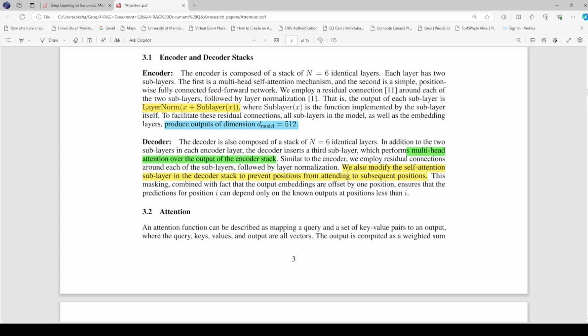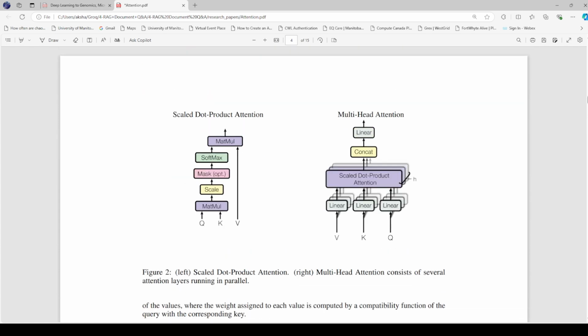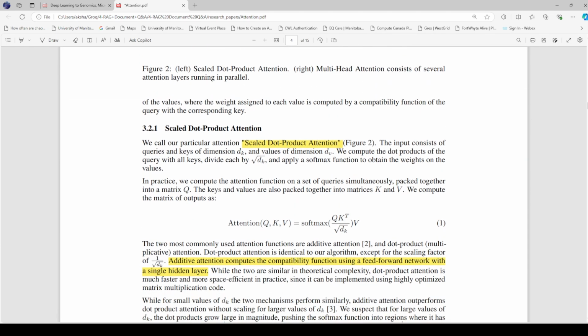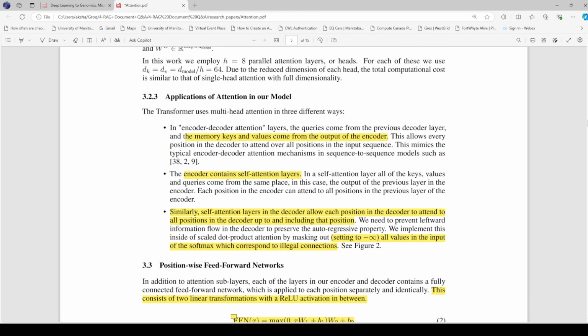So yeah, this is exactly what we discussed. We also modified the self-attention sublayer in the decoder stack to prevent positions from attending to subsequent positions, right? This is exactly what we did, the masking procedure. And then you have the attention mechanism. We have discussed this in detail. So all these things we have mentioned are the application of attention in our model.